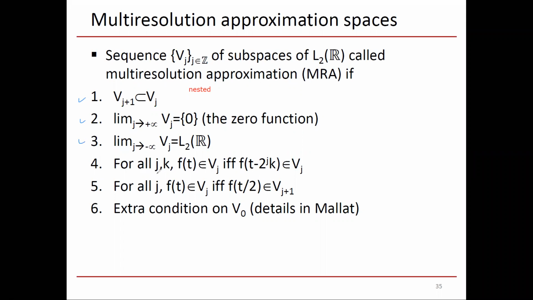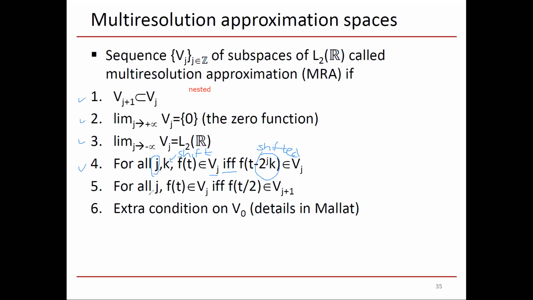The fourth property says that for all j and k, j tells us which Vj we're looking at, and k is a shift. So if f of t is an element of Vj, this occurs if and only if the shifted version, where we shift by 2 to the power of j multiplied by k, is also an element of Vj. So all the shifts need to be there.